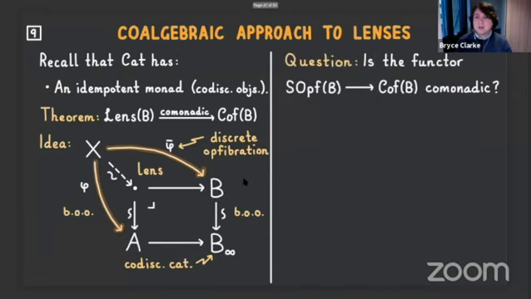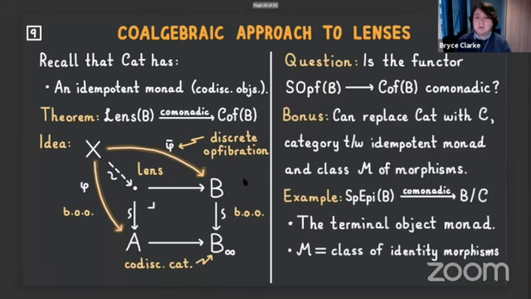Cool. And so there's this open question whether split opfibrations is actually comonadic over cofunctors as well. And again, we can use this to generalize this comonad by replacing Cat with any category together with an idempotent monad and some class of morphisms.